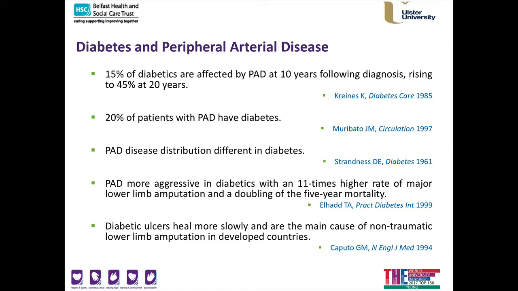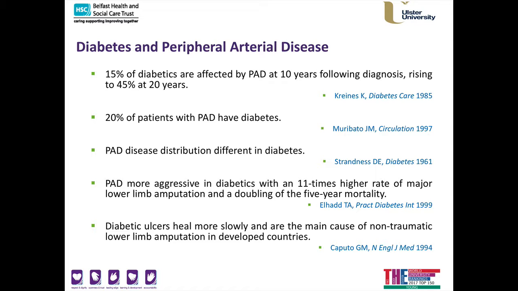So how are diabetes and peripheral arterial disease linked? Well, for me, they're two parts of the unholy triad if you add renal failure into this algorithm. A lot of diabetics have peripheral arterial disease at 10 years following diagnosis, and that's very particular if you're a young patient diagnosed with diabetes, and this becomes nearly 50% at 20 years. It's also important to realise the inverse relationship, where 20% of patients with peripheral arterial disease have diabetes.